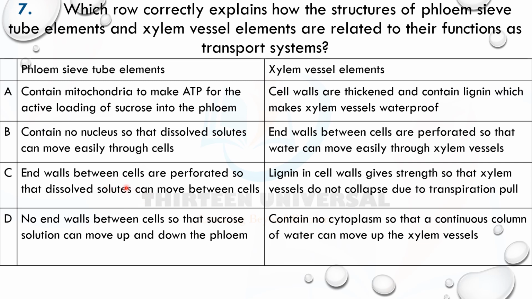They have end walls, which are called sieve plates. Now, lignin in cell walls gives strength so that xylem vessels do not collapse due to transpiration pull. This is correct. All right. This says no end walls. No, they have end walls. So this C is the answer.